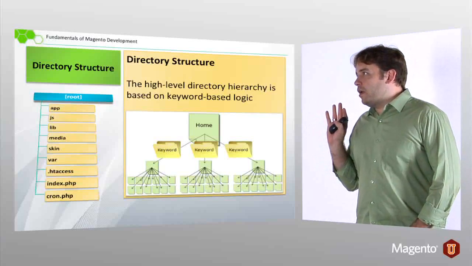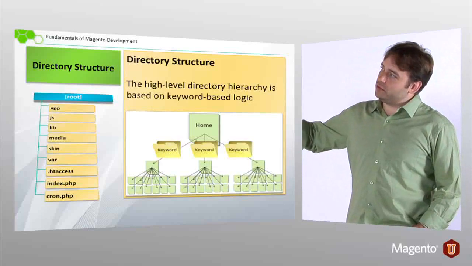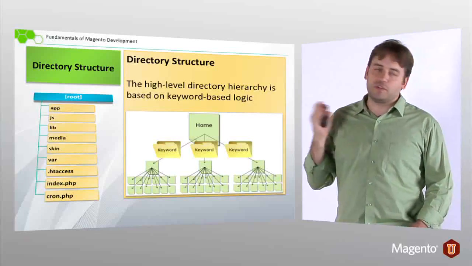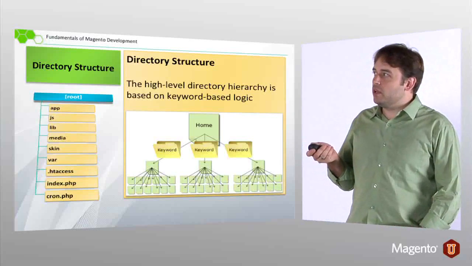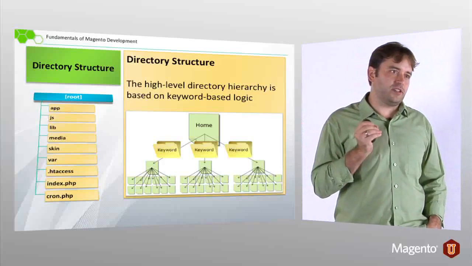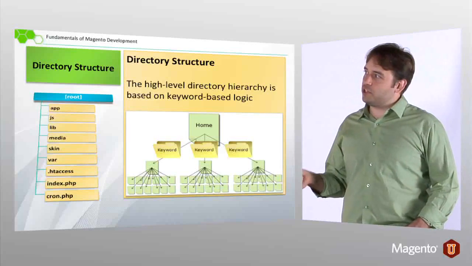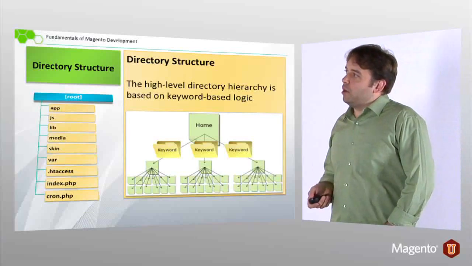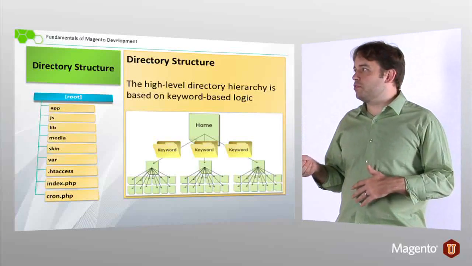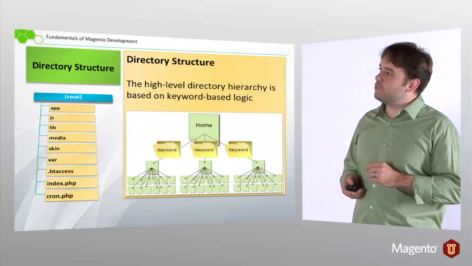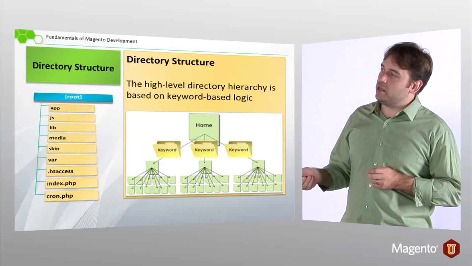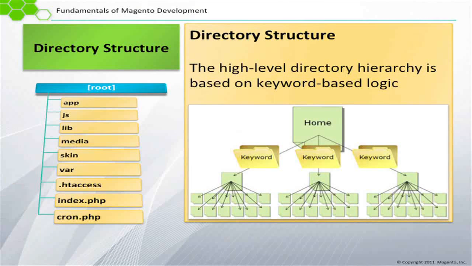So the idea, of course, is that at the highest level, you have these keywords that denote what's going on. The important thing to remember, for app, for example, those files are never accessed directly by someone's browser, whereas files under skin always are. Media is for storage, library is for different library files, and JavaScript is for your, well, we'll look at JavaScript in a second. And then, of course, you have index.php, your htaccess file if you're using Apache, and cron.php. We'll be explaining all of these in a little more detail.